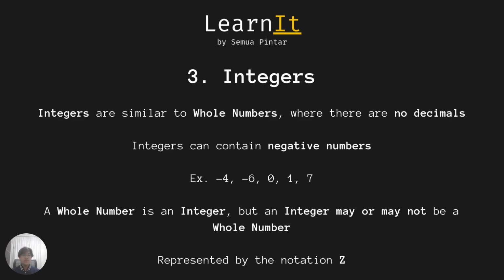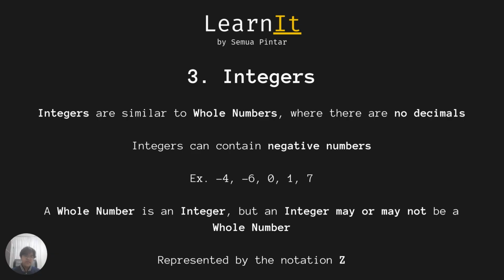Next, we're moving on to integers. Integers are similar to whole numbers, where there are no decimals. However, a key difference between integers and whole numbers is that integers may contain negative numbers. So numbers such as negative 4, negative 6, 0, 1, and 7 are all integers.